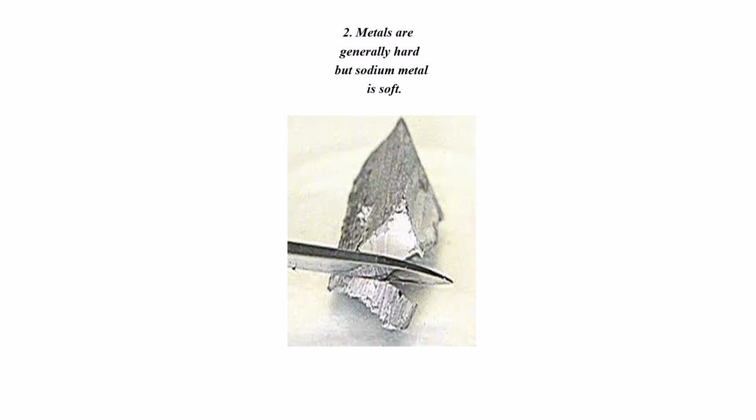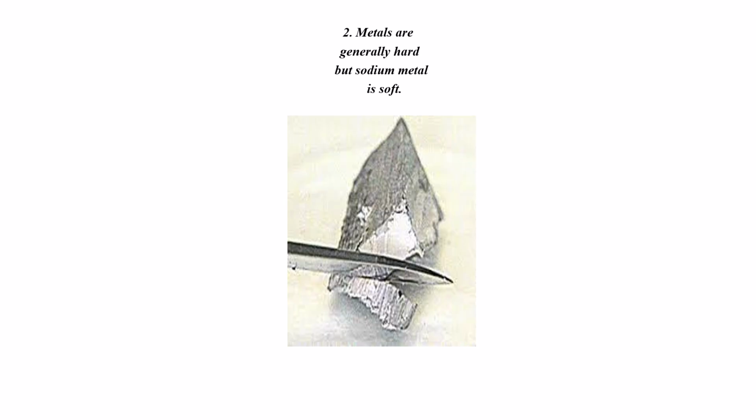The second physical property of metals is that they are generally hard. Let us perform this activity to find out whether this is true or not. Take small pieces of iron, copper, aluminium and magnesium. Try to cut these metals with a sharp knife. It is difficult to cut them with a knife due to the hardness of the metal.